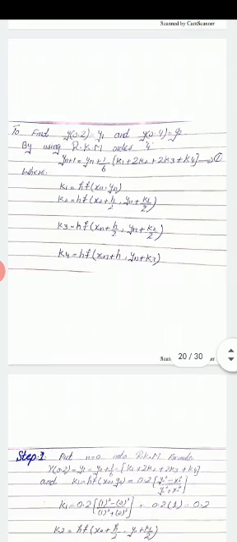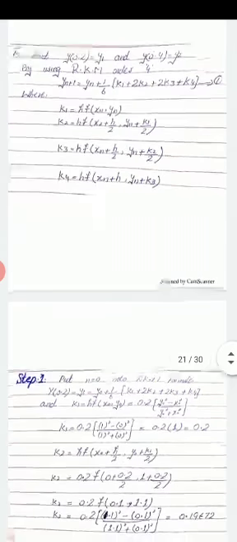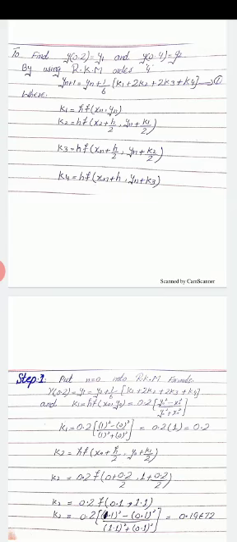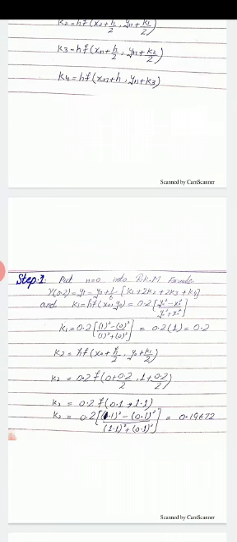So we know that k1 is slope 1, and it is equal to h f(xn, yn), and also k2 is the second slope, h f(xn plus h over 2, comma yn plus k1 over 2), and our third slope, which is known as k3, is equal to h f(xn plus h over 2, comma yn plus k2 over 2), and our last slope, which is k4, is equal to h f(xn plus h, comma yn plus k3). And now we will move towards our first step, and here we substitute the value of n equal to 0 into the RK method formula.